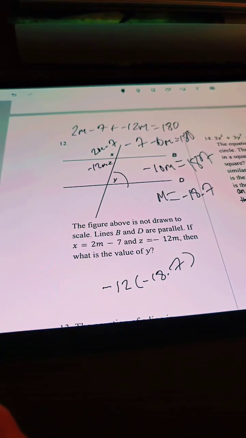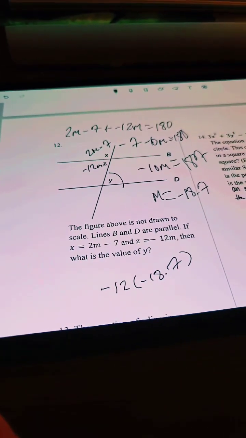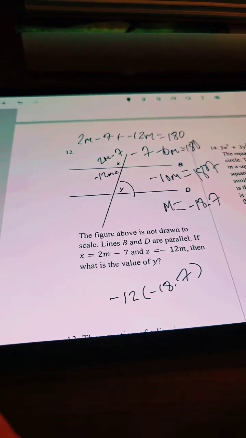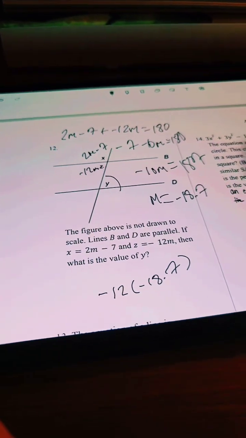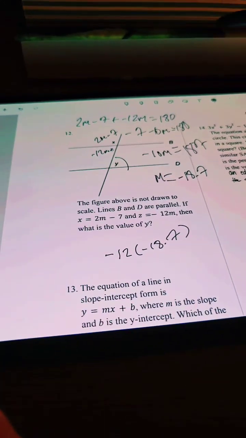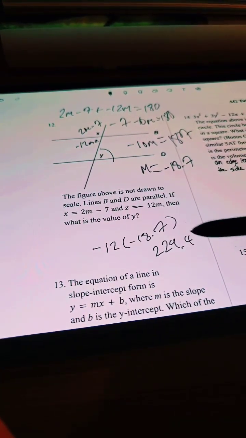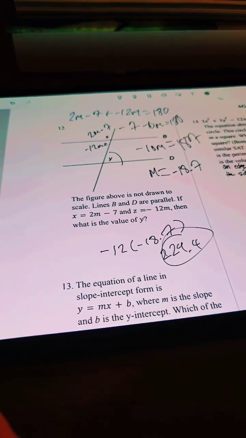I swear to God, I hate letters in math, even though I love math. Especially because they all look the same, like Z's and M's and W's. I wrote this to purposely do that, because a lot of people do that in their head and switch it up, and then I end up switching it up when I do it live. So 224.4 is the answer when you multiply that out.